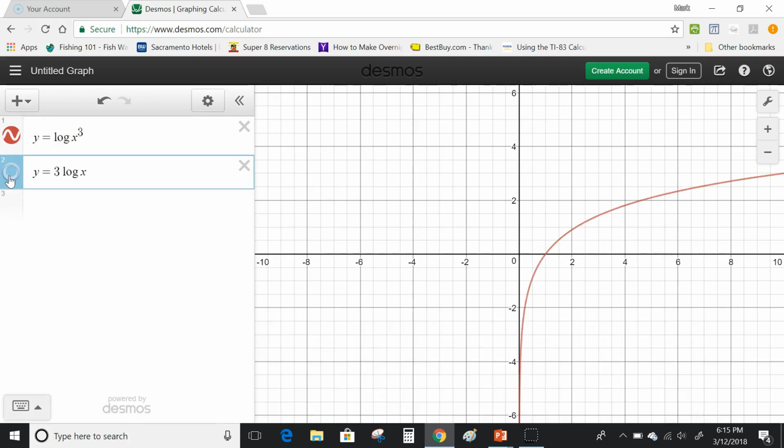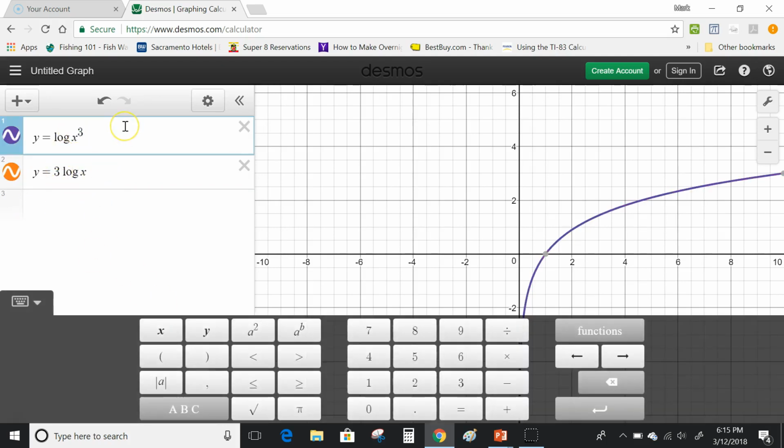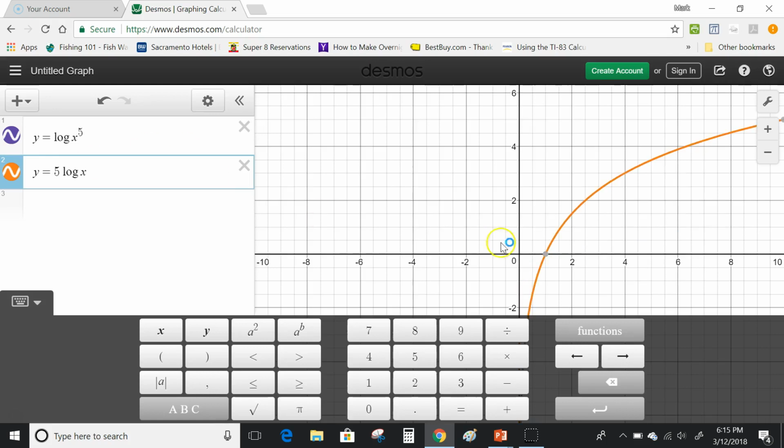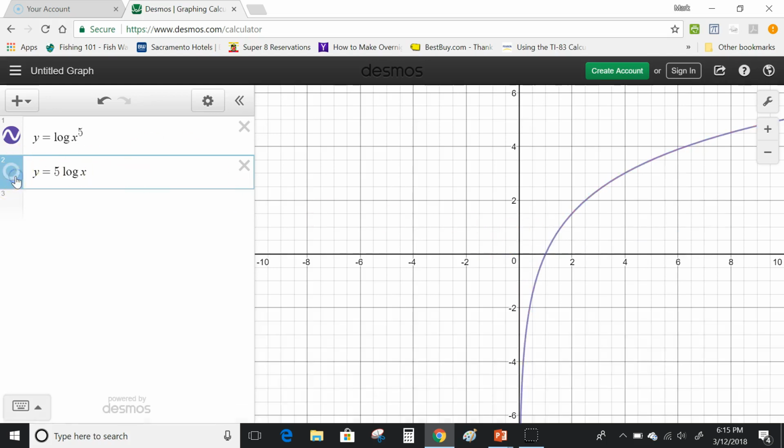You'll notice when we put that x in, our line changes colors. It actually changes to that same color right there. Notice they're the exact same line. So you end up with that same line. And the same thing would happen if we change this to the other, which was log of x to the 5th and 5 log x. We end up with the same line there.